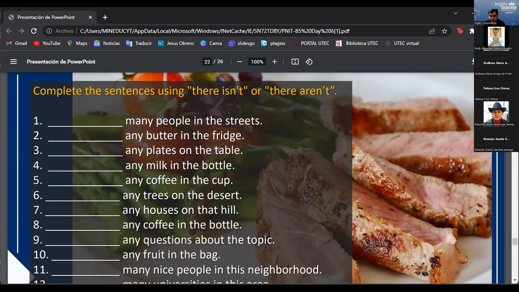The correct answer number 10 is there isn't any fruit in the bag. Exactly. Okay, teacher. Other question, teacher. When I find the noun, any is for negative. For example, number 3, there aren't any place on the table, is negative. Yes, if it's a plural noun and you use any, there aren't. If you use an uncountable noun and you use any, it is there isn't.